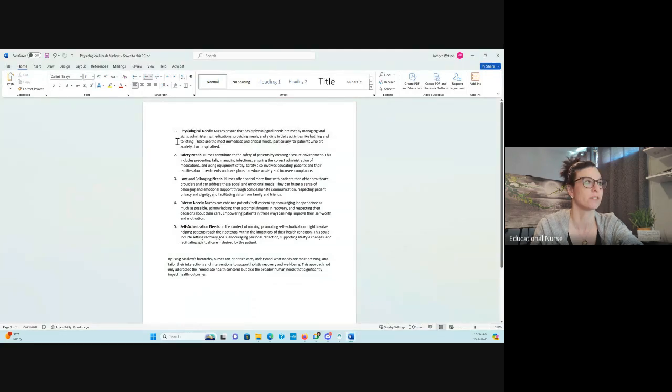And I'm switching over to here because a lot of students have issues. By using this, nurses can prioritize care, understand what is needed and most pressing, and tailor their interactions and interventions to support holistic recovery and well-being. So this approach not only addresses immediate healthcare concerns, but also broader human needs and significant impacts on overall health. So this is where it's the psychological needs. How is their mental health? How are they coping with life?